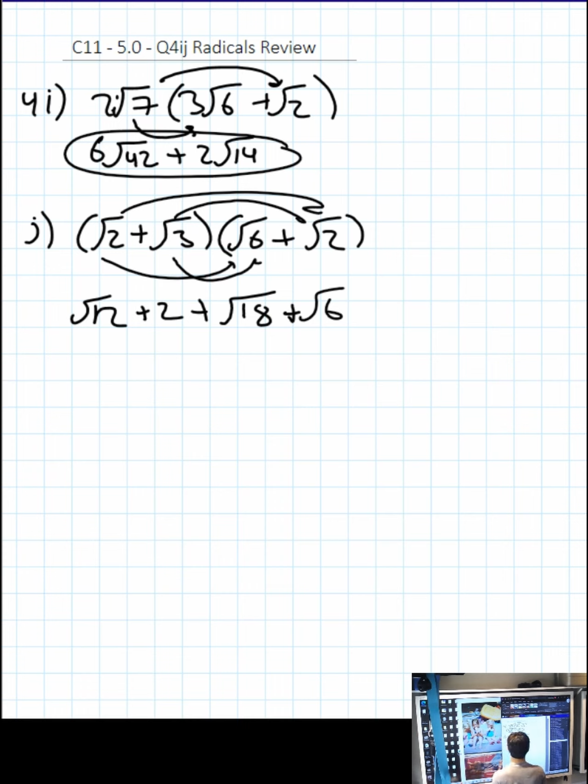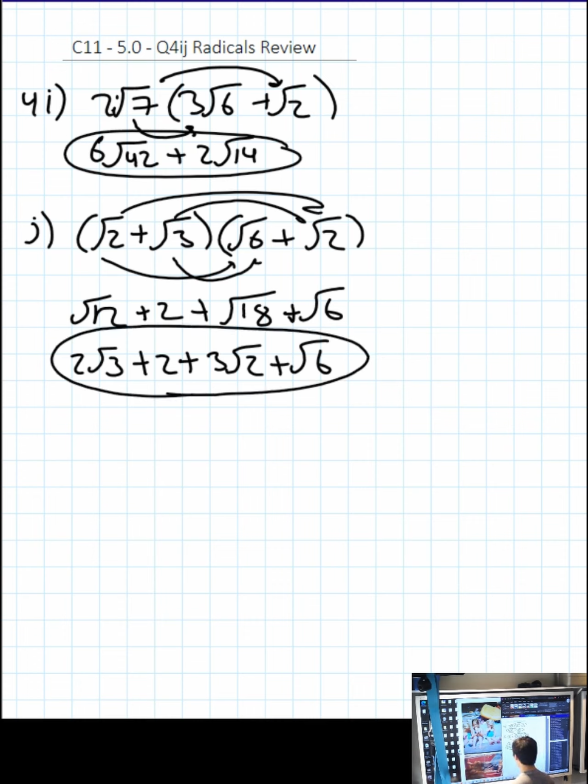So we can simplify these. Again, if you have difficulty simplifying these, go back to grade 10 and learn how to simplify these. But either way, root 12 is simply 2 root 3 plus 2 plus 3 root 2 plus root 6. Now, none of these are like terms, so we can't add or subtract any of them. Let's circle our answer. All right.